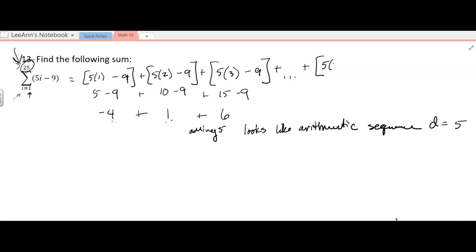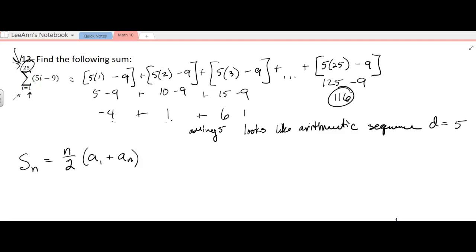So 5 times 25 minus 9. Now, why am I jumping to the last term? Because I'm adding these up. It's a sum formula for an arithmetic sequence. And that formula, the sum of an arithmetic sequence, is n over 2 times a sub 1 plus a sub n. Okay, so we have to figure out the last term. 5 times 25 is 125, minus 9 is 116. So that's going to be, plus dot dot dot plus 116.